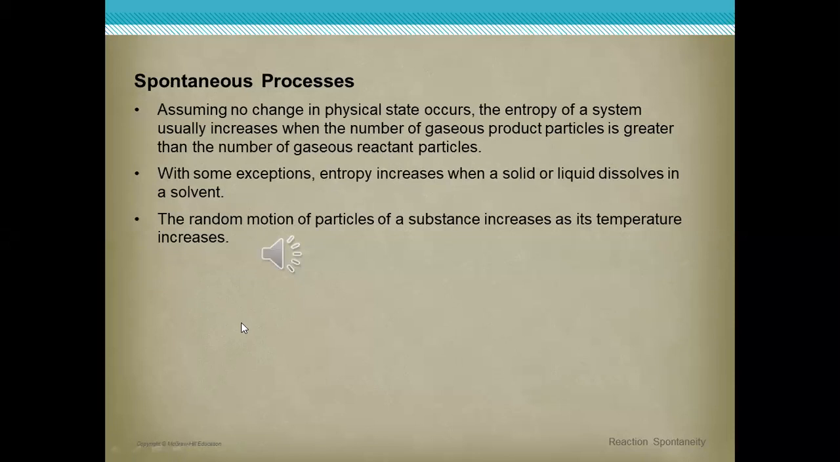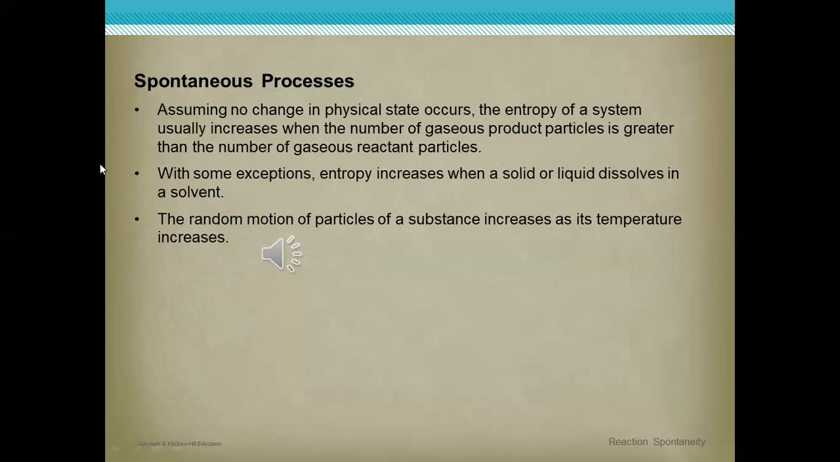With some exceptions, entropy increases when a solid or liquid dissolves in a solvent. Sure, there is an exception. So the entropy can increase. What about the random motion of particles? The random motion of particles of a substance increases as its temperature increases.